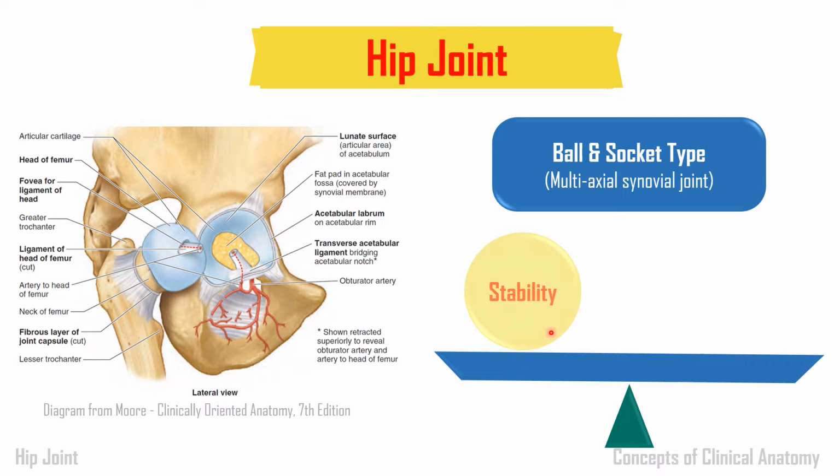If we take the relationship between the stability and the range of movement, both are maintained in the hip joint. So here all the movements are possible, similar to the shoulder joint, but because of the stability, the range of movement is limited when compared to the shoulder joint.